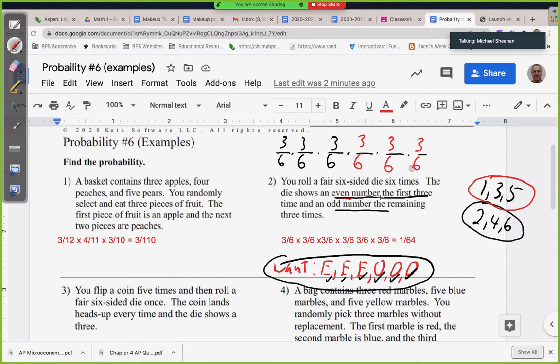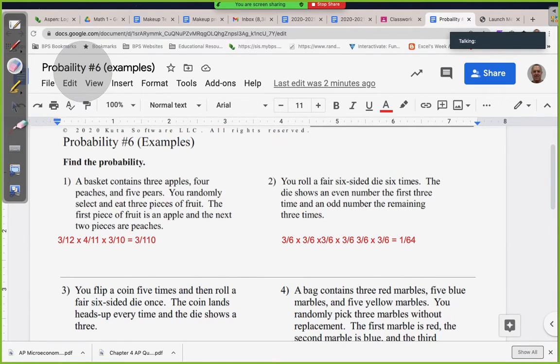Is that a little better this time? Or no? Yeah. Okay. All right, let's do 2 more of these, and then I'll show you the new kind of problem.